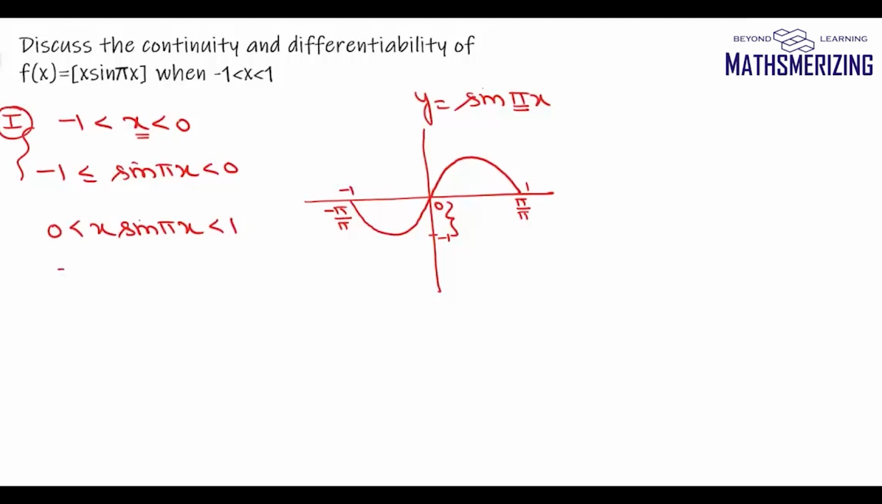So if I take their greatest integer function, x sin pi x, this value will always be 0. So when x lies between minus 1 and 0, the value of greatest integer function of x sin pi x is 0.